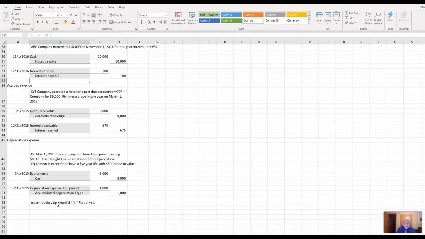So that takes care of journal entries. It's kind of a quick overview of it, but it gives you an idea how that works. So I hope that helps. Next one is going to be on closing entries.